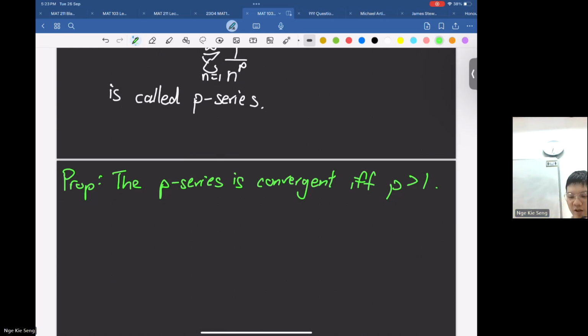If I'm going to prove this if and only if, I need to prove two directions. So let's prove from right to left first. Maybe this one is easier. So suppose P is greater than 1. What kind of technique can we use here?